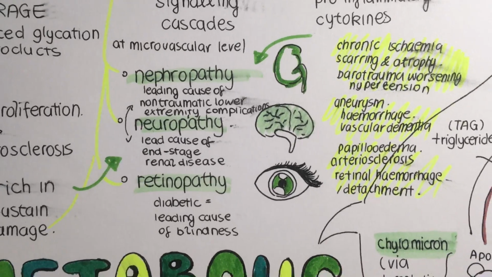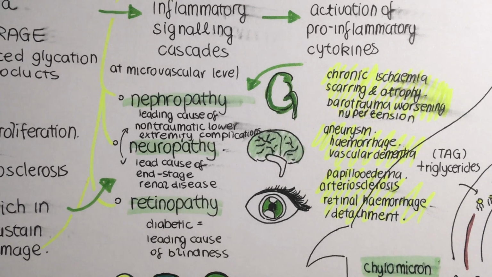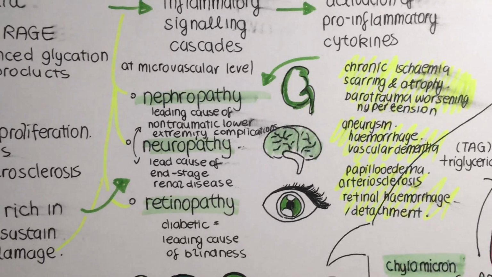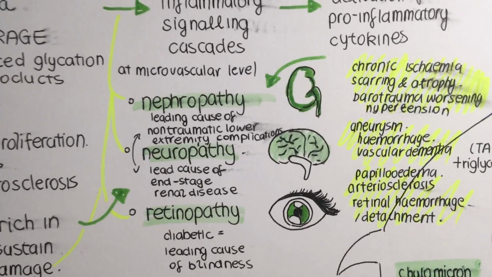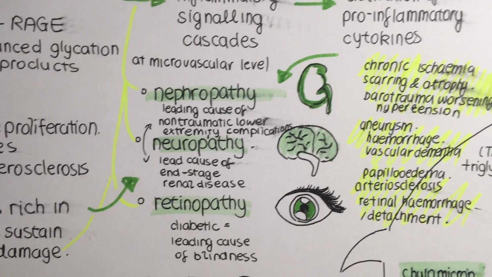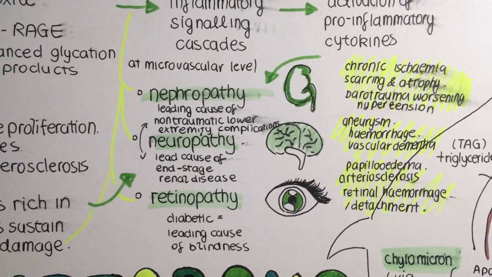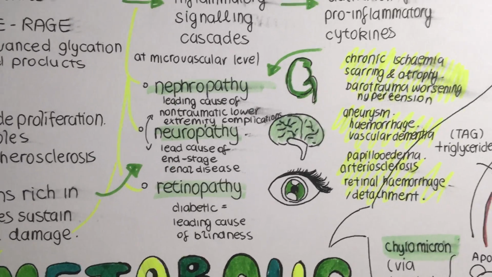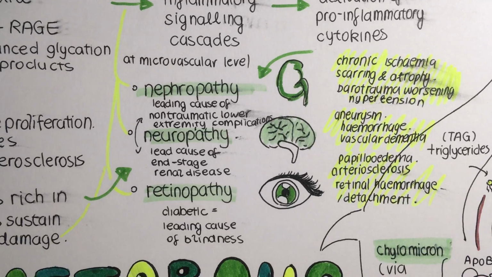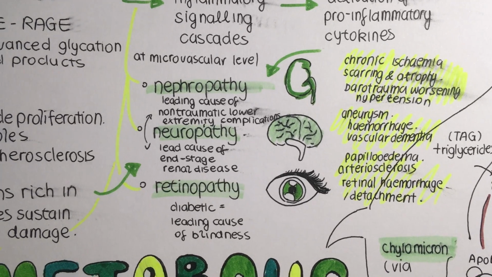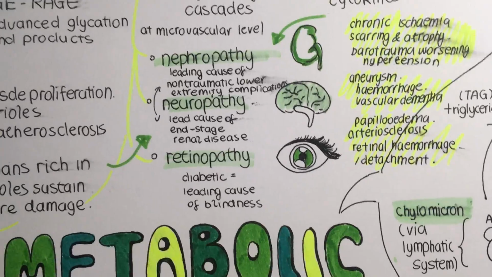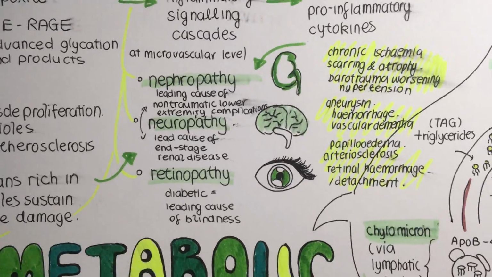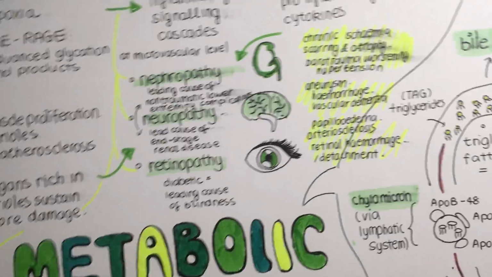This is why in diabetics diabetic retinopathy is the leading cause of blindness, and nephropathy is also the leading cause of end-stage renal disease, while neuropathy, not just the brain but the nerves as well, in diabetics, it's also the leading cause of lower extremity complications.